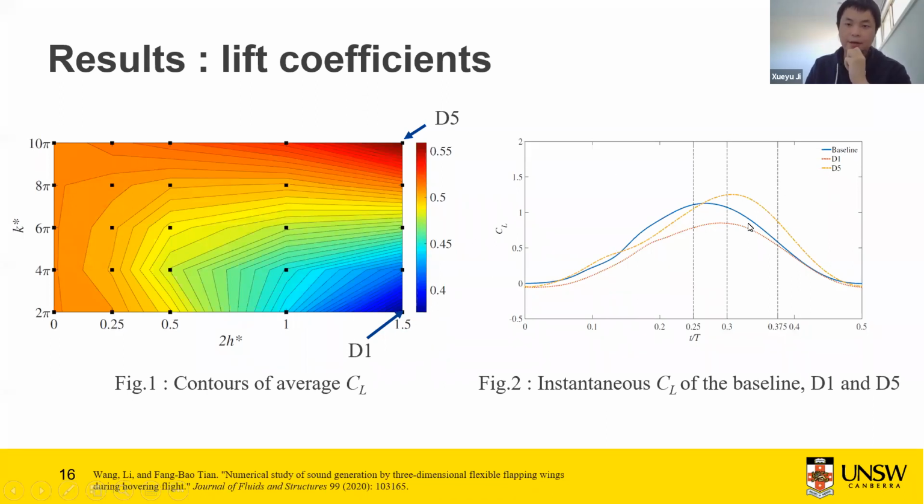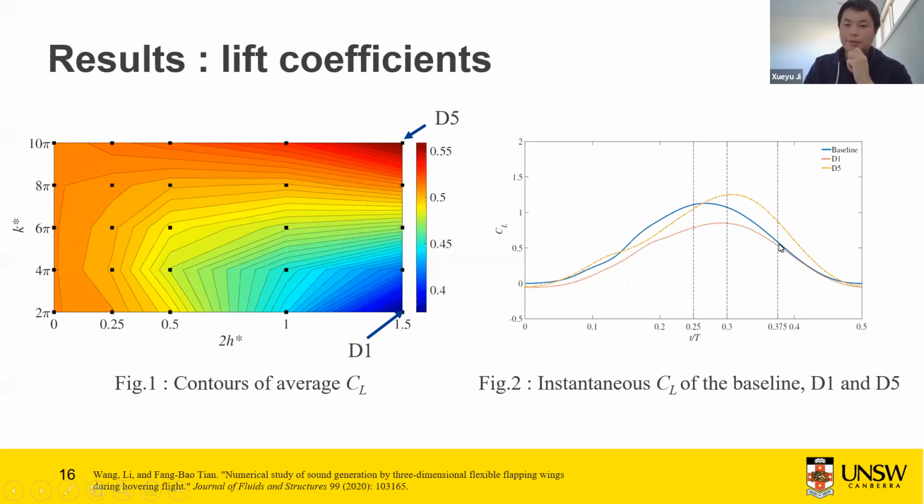And the third case is D5 with the maximum lift coefficient. And you can see here, I show you the instantaneous lift coefficient in half cycle. I also pick up 3 time steps: the first time step is 0.25, the second is 0.3, and the third is 0.375. And it can be found that for the first time step, the D5 and the baseline are close and larger than D1, while for the second time step, the D5 is the maximum, while the baseline is the second, and D1 is the minimum.